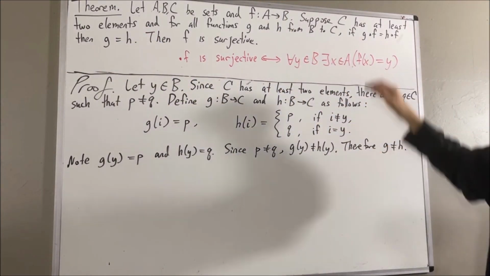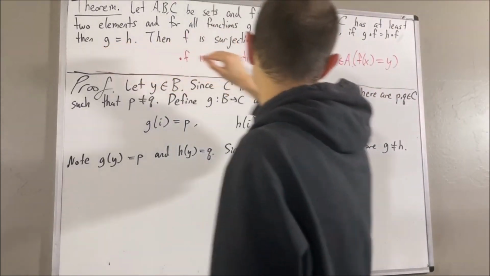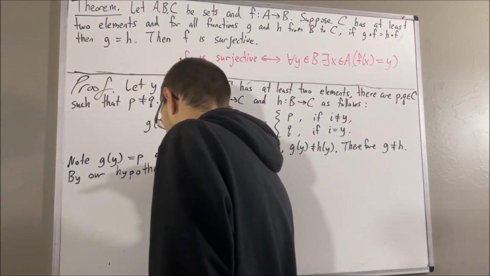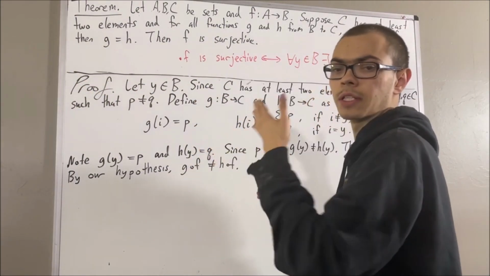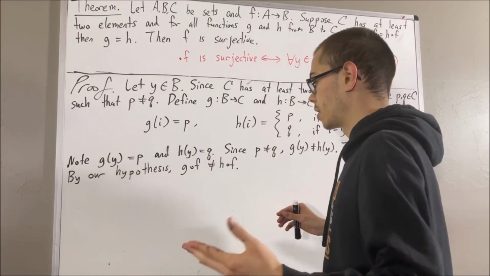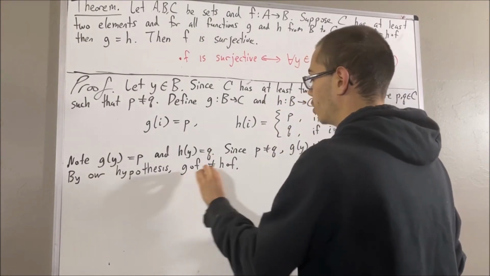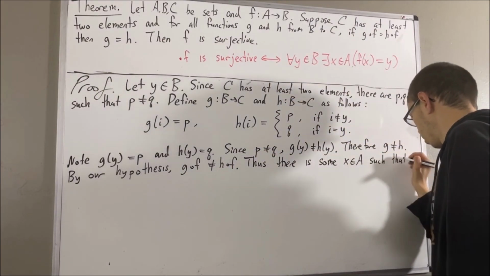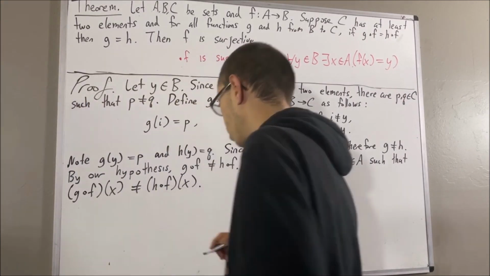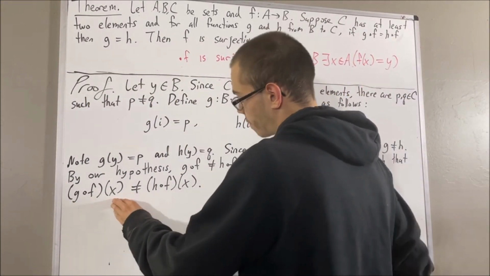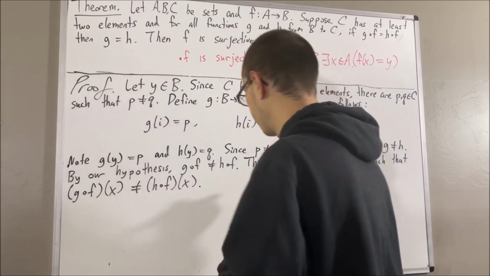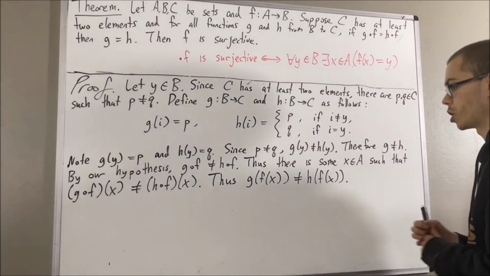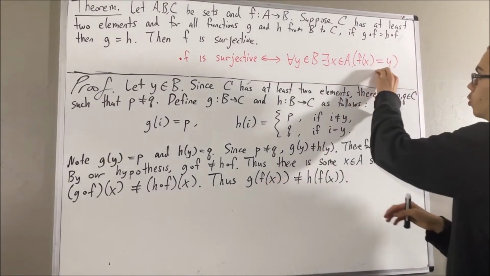And then we can apply the contrapositive of this statement to conclude that G compose F is not equal to H compose F. In other words, there is at least one element X in A, such that G compose F of X is not equal to H compose F of X. Now we know that this is just G of F of X, and this is just H of F of X. And this is the point where we want to show that F of X must be equal to Y.